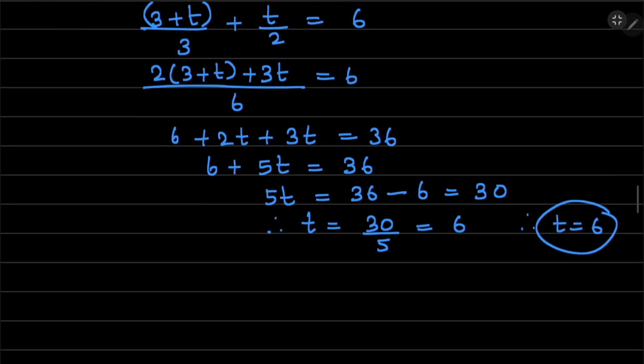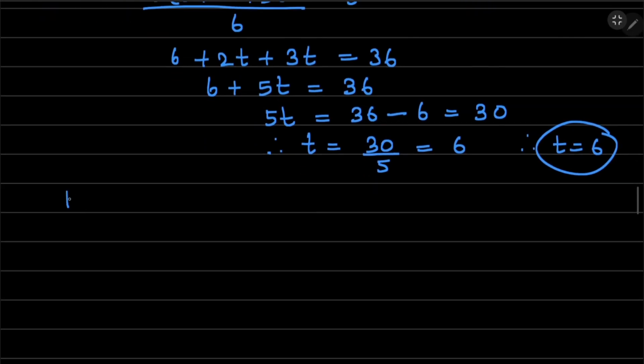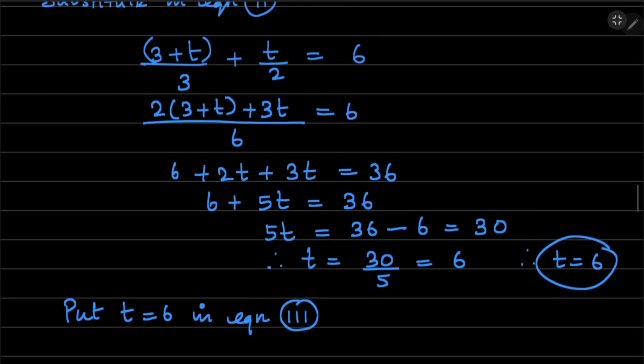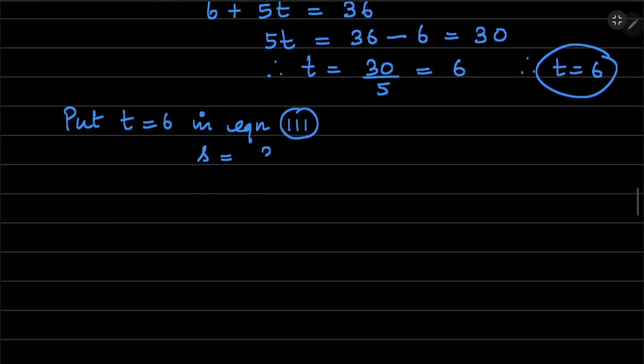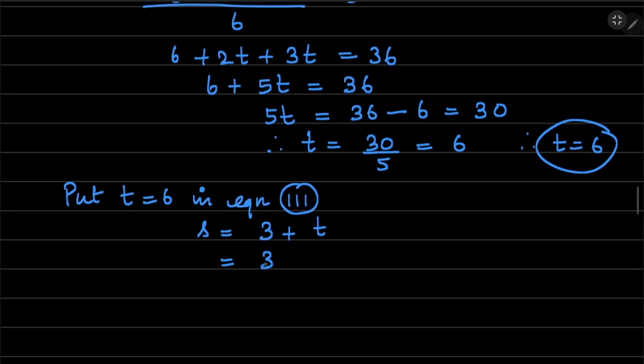Now, put t equal to 6 in equation 3. What is your equation 3? s is equal to 3 plus t. Here you can just put the value. So 3 plus, what is the value of t that we just got? 6. So what is 3 plus 6? It is 9. So therefore, s is equal to 9.